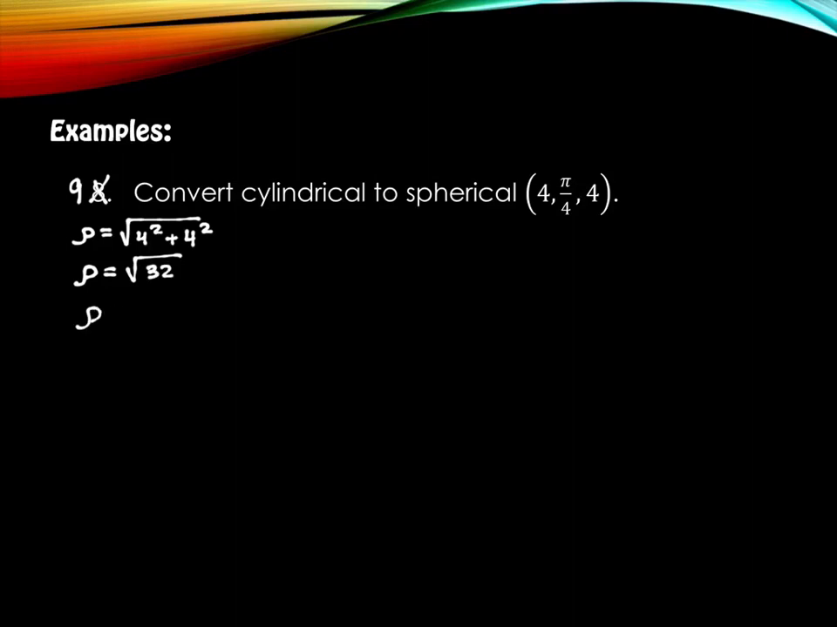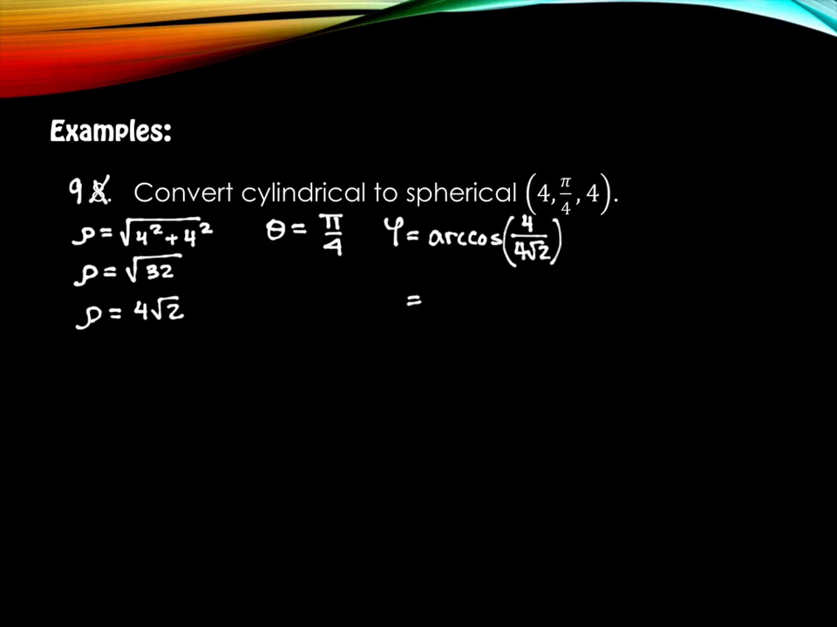32, which is 4 square root 2. Very good. What's theta? Pi over 4. Yay. And then phi is the arc cosine of z, which is 4, over rho, which is 4 over square root 2.